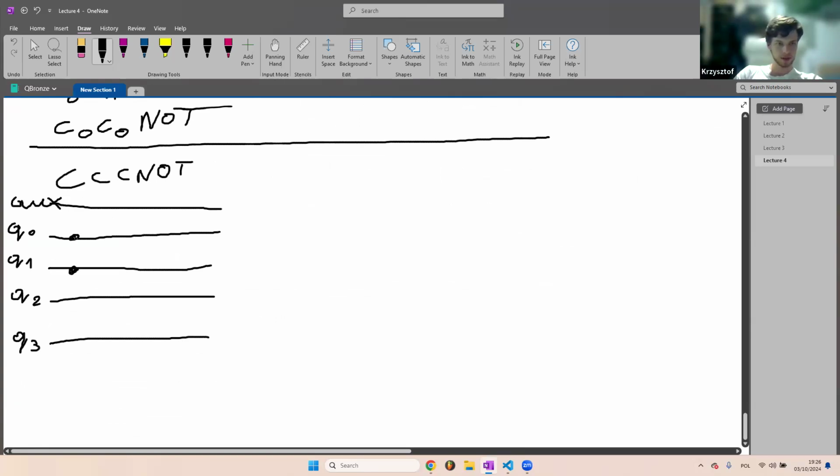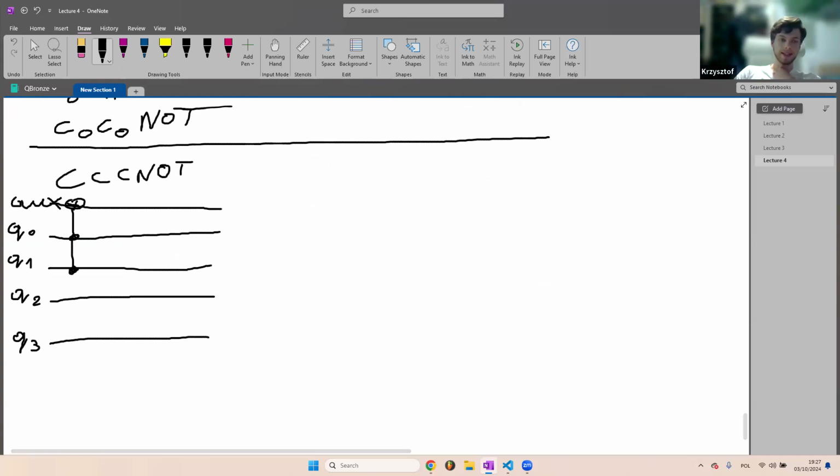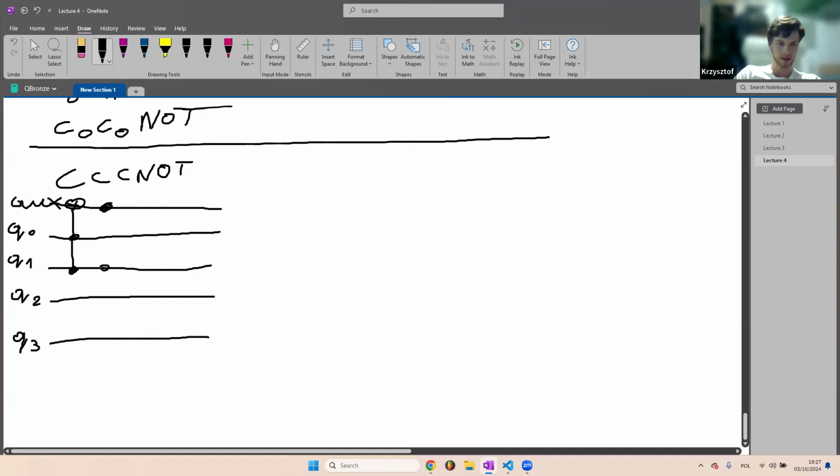First we take the state of 2 qubits and map it to an auxiliary qubit. This auxiliary qubit will only change its state when both Q0 and Q1 are in state 1. In other cases, this won't happen. So now we have the information about these 2 qubits in our auxiliary qubit, and we can take advantage of it.